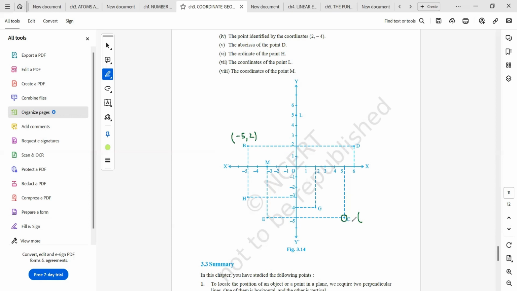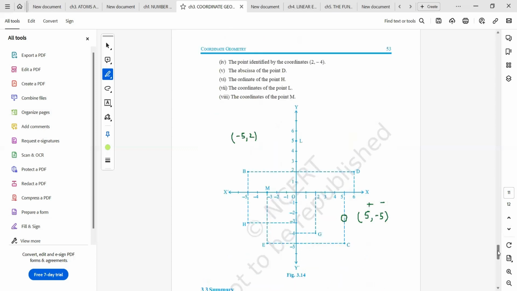So point C. What will the abscissa be and what will the ordinate be? Abscissa is 5 and ordinate is also 5. That is -5. Yes, it is -5 because it is downwards. So in the 4 quadrants we have plus and minus. Now, which point is identified with -3 and -5? Okay, -3 and -5.